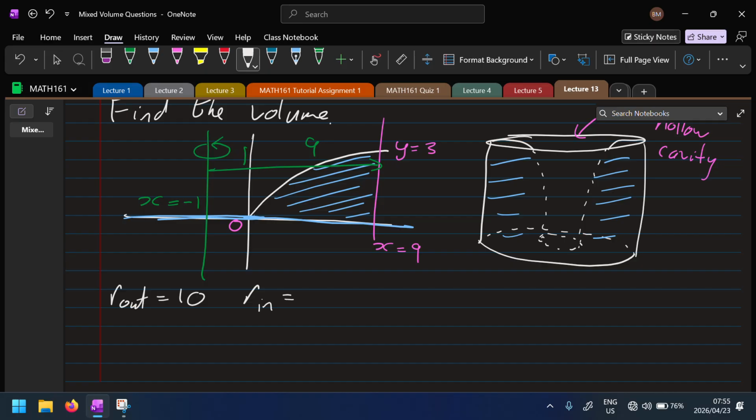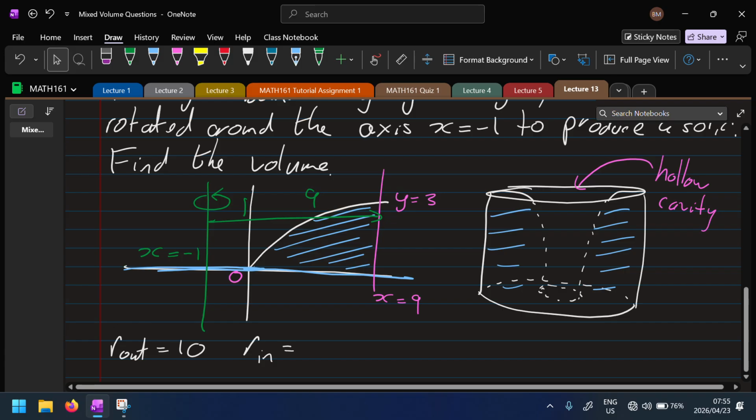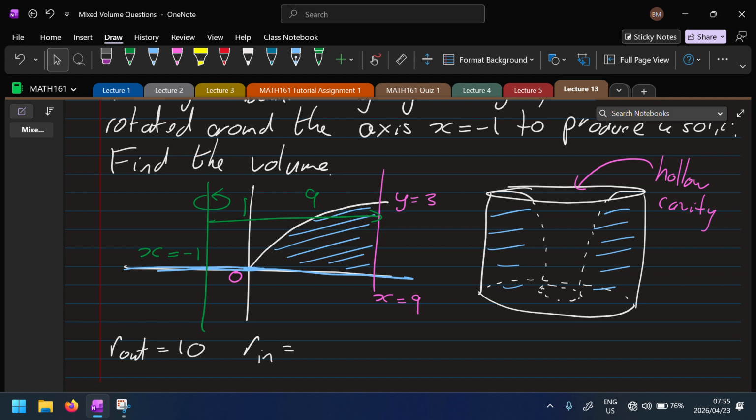Okay, what about R in? For the inside radius, again, that will be from the axis, but to the root function. So what will that be? No, not 1 plus root x. Remember, for the washer method, we integrate along y. So the radius must be in terms of y.